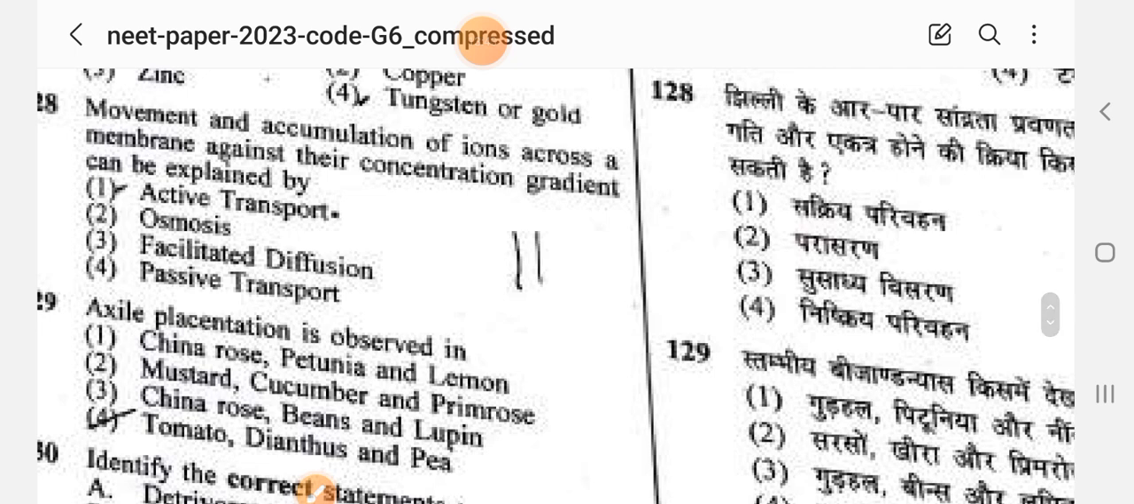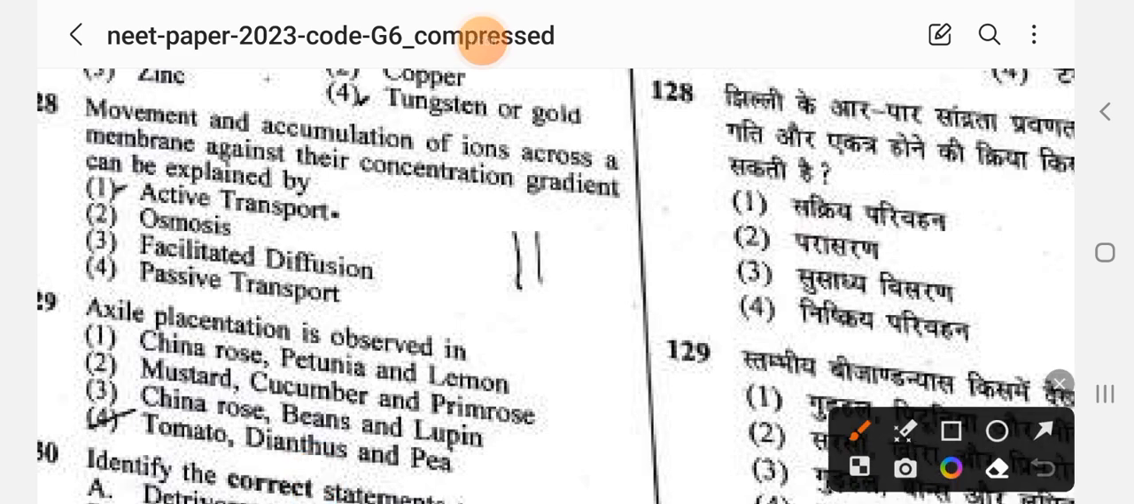Movement and accumulation of ions across a membrane against their concentration gradient can be explained by... this is due to active transport.